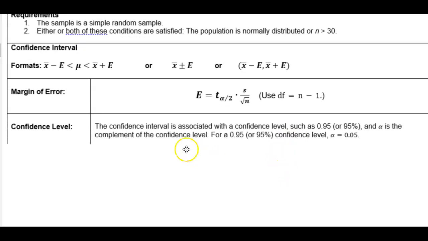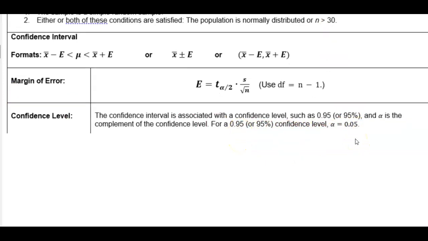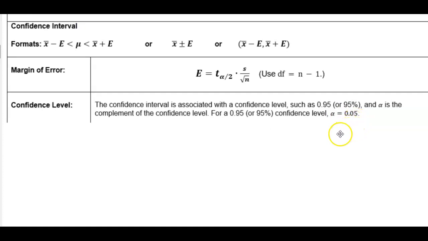Confidence level. The confidence interval is associated with a confidence level, such as 0.95 or 95%, and alpha is the complement of the confidence level. So for a 0.95 or 95% confidence level, 1 minus 0.95 is 0.05. Therefore, alpha is equal to 0.05.